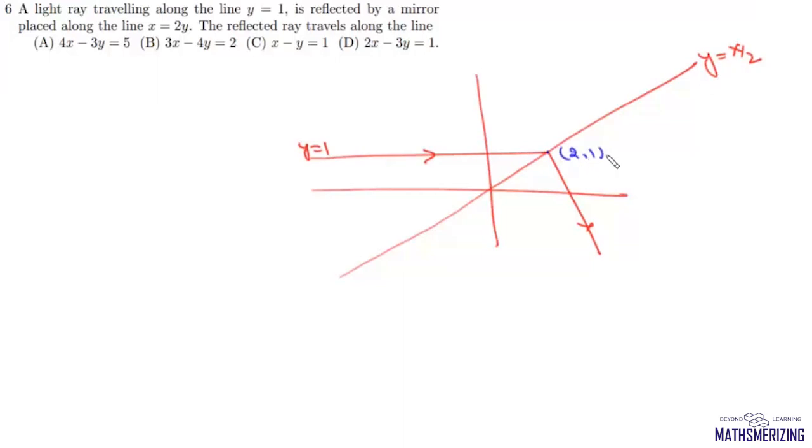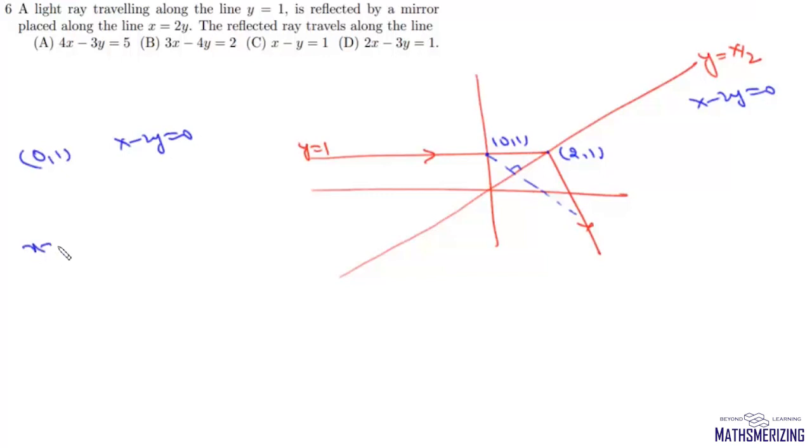Now one way of solving these reflection problems is to take any point on the incident ray. We'll take this point, which will be (0, 1), and then we'll find the image of this point above this line. So we can write the image of this point (0, 1) in the line x minus 2y equals 0.